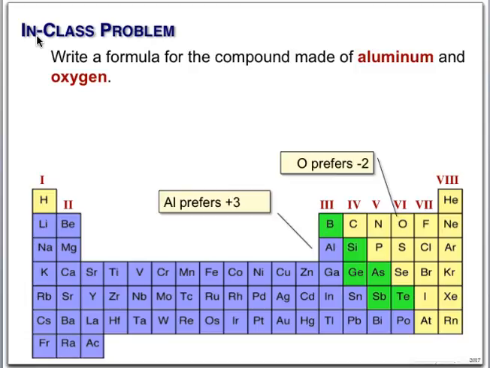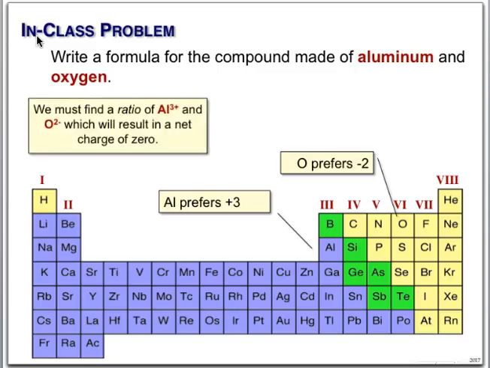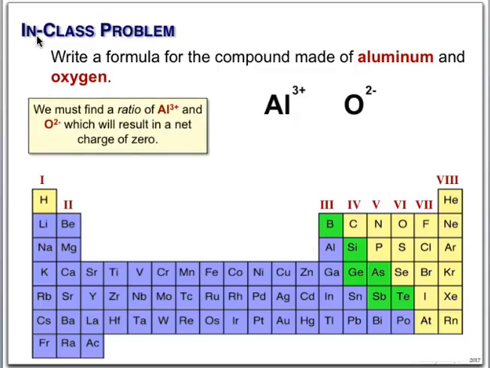Now, your job is to put these together so we wind up with a neutral compound. There's a little simple trick you can do. Here I'm just going to write aluminum +3 and oxygen -2. Okay? That's what we're starting with, right?